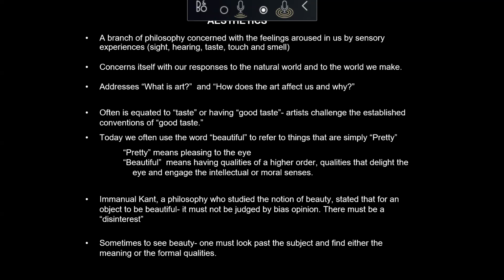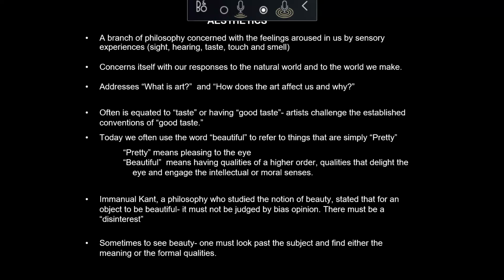Now, we often use the aesthetics, you know, we often talk about it as having good taste, right? It's equated to having taste, whether it's good or bad, right? But artists challenge the established conventions of good taste. So again, that's why it doesn't always fit into what is considered ideal, because it pushes those boundaries.